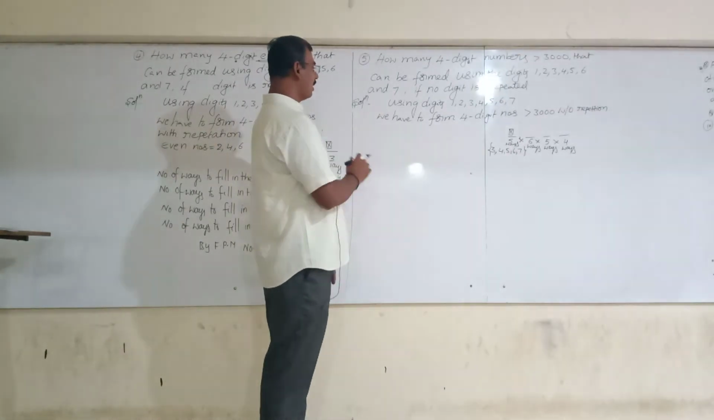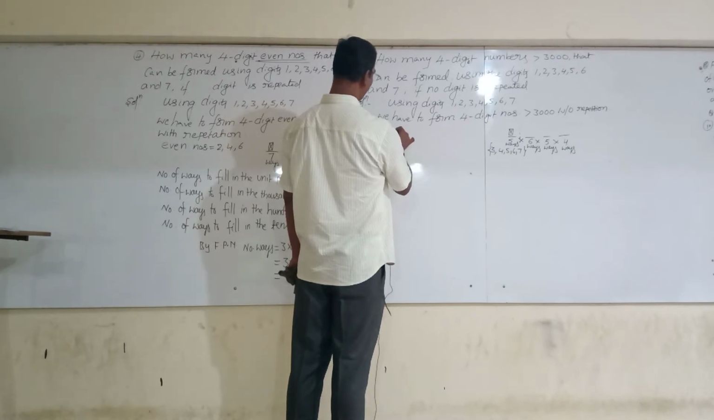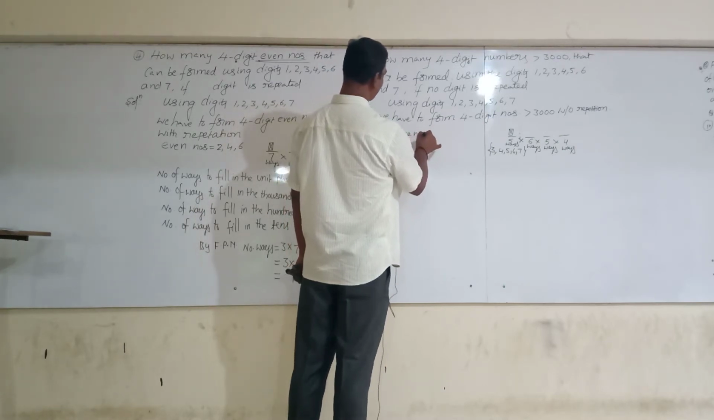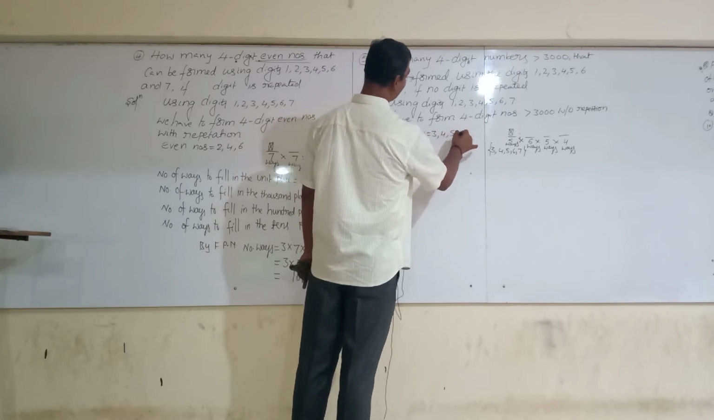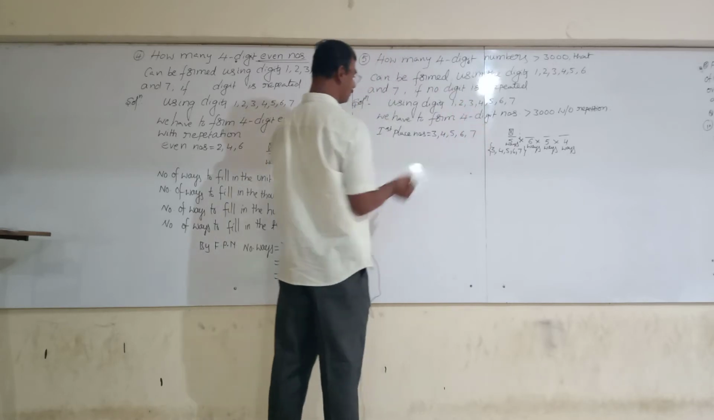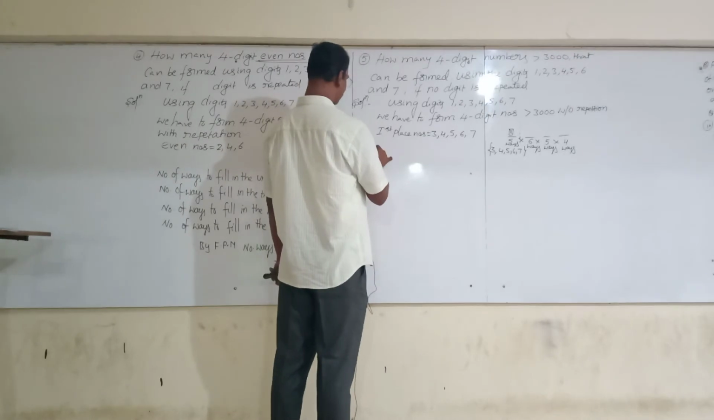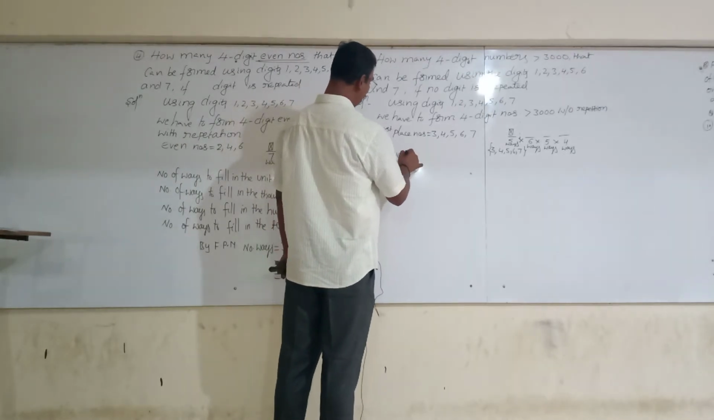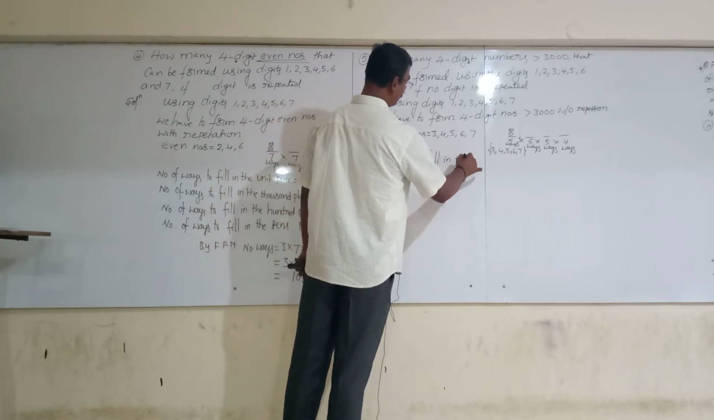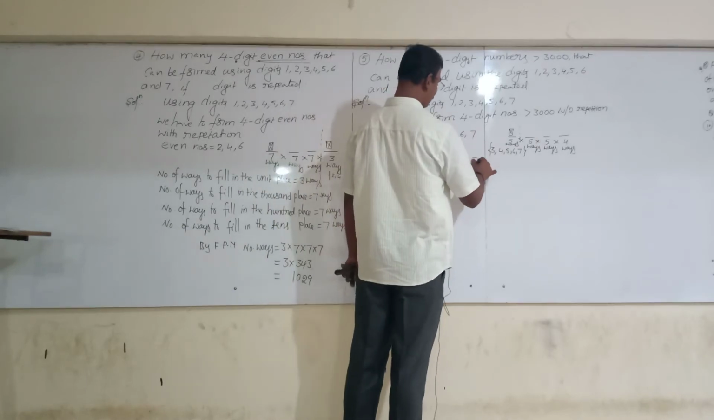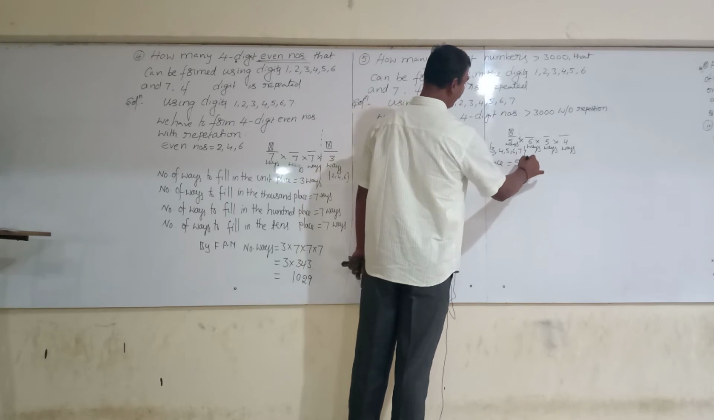Okay, now I am going to write a long list. What are the numbers here? Leading position, first place numbers. Which numbers are allowed? 3, 4, 5, 6, 7. These numbers are allowed. Number of ways to fill in the leading position, that is the first place, is equal to 5 ways.